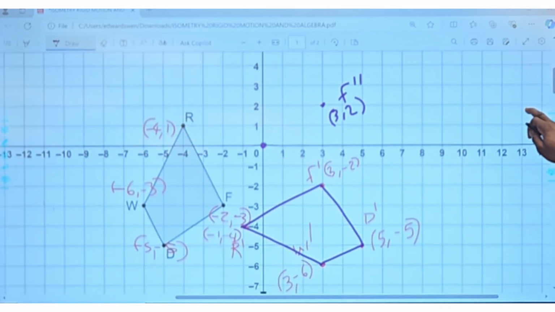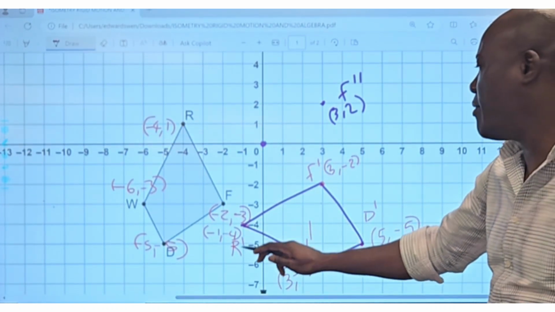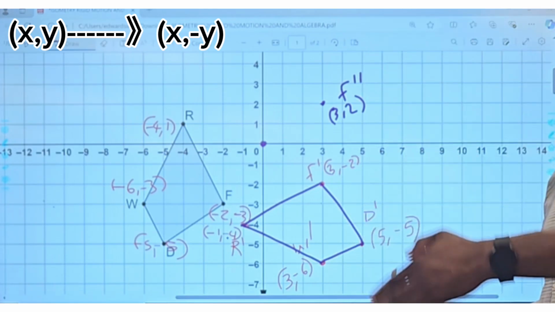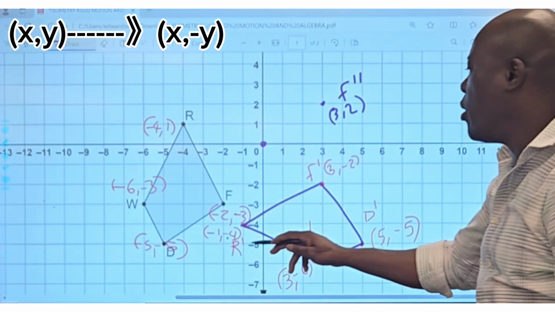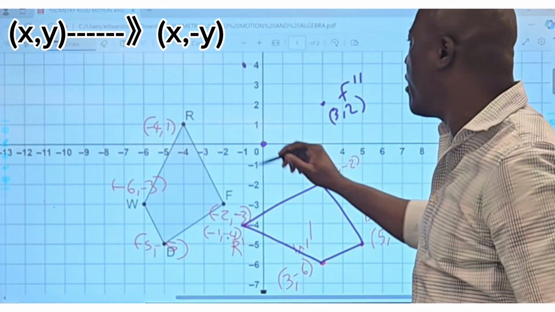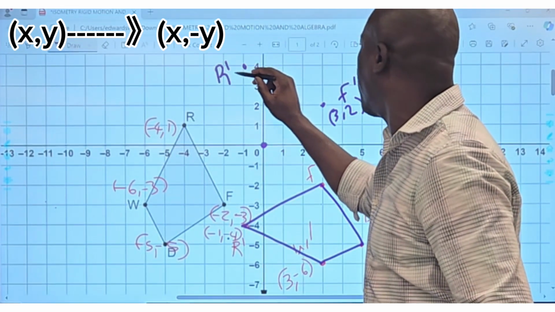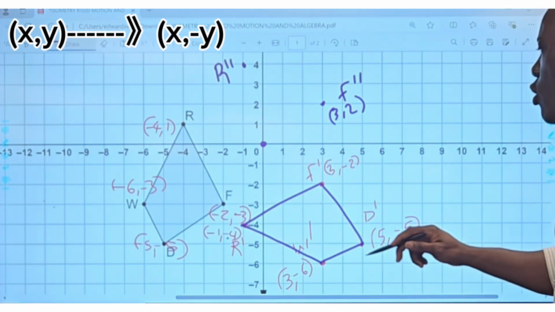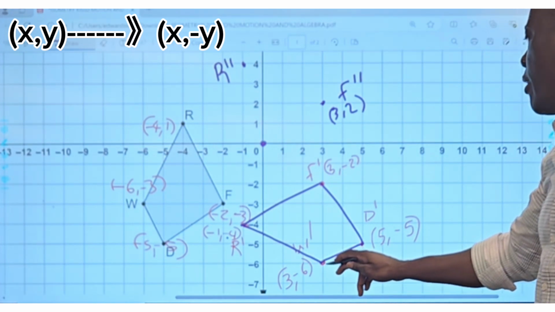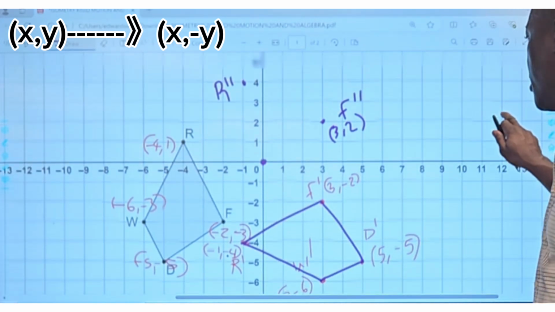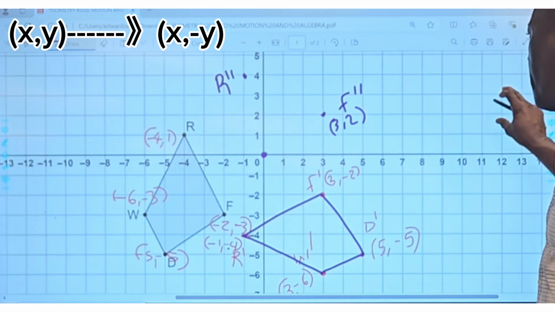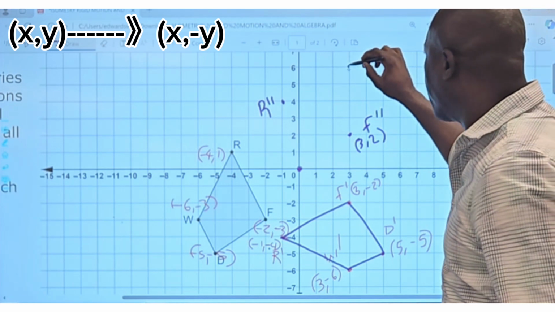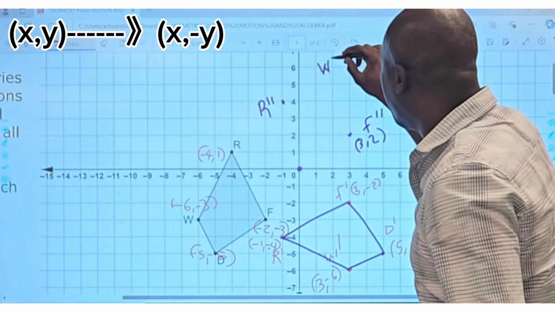All right, now let's go to the other one. Let's go to r prime here, and this was (-1, -4). We're going to keep the x, it's still going to be -1, but now it's going to be +4 up here. So this is my r prime prime. Very good. All right, so how many did we do? We did 2. Let's go to w prime here. This is (3, -6). Positive. Very good. You're saying (3, 6). All right, we agree with that. (3, 6) is right here, and this is going to be w prime prime.